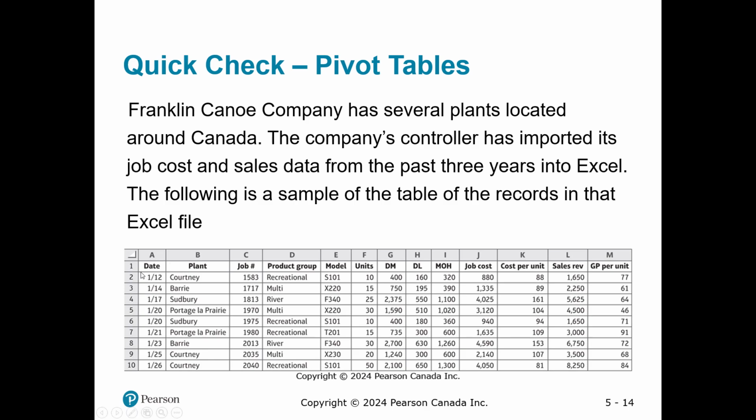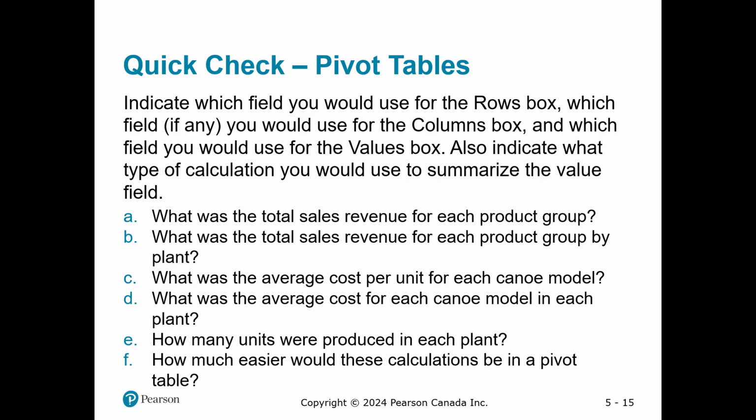Now imagine you have Franklin Canoe Company. You can see the columns: date, plant, job, product group, model, units, direct materials, direct labor, manufacturing overhead, job cost, cost per unit, sales revenue, and gross profit per unit. Think about it. Which fields would you use for the row box, for the column box, and for the value box? And what type of calculation would you use to summarize the value field? All of these questions you should be able to answer on your own.